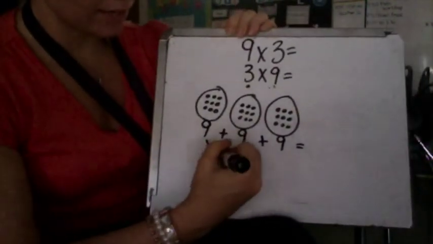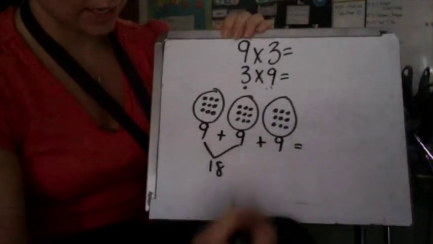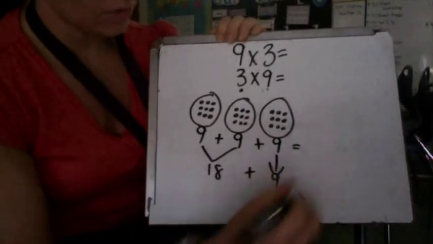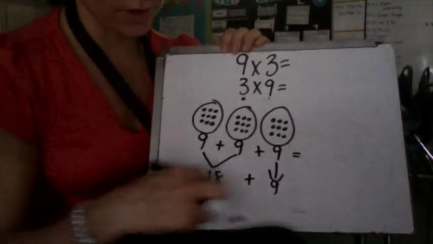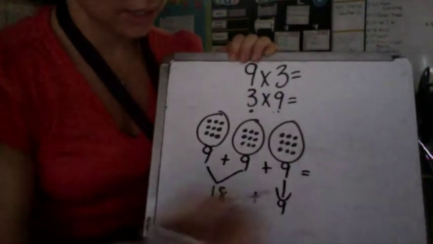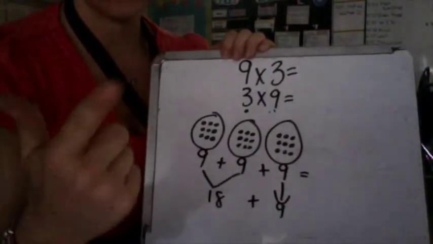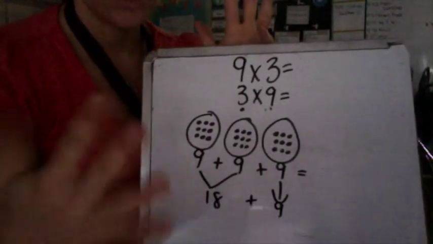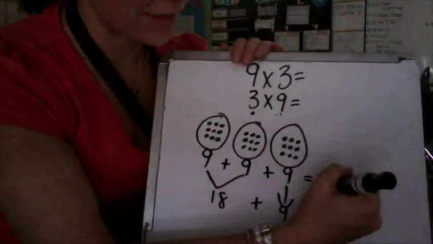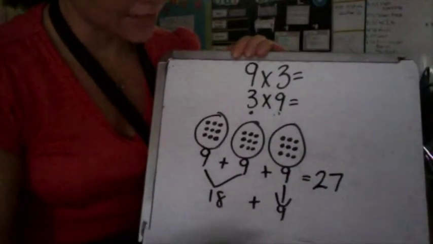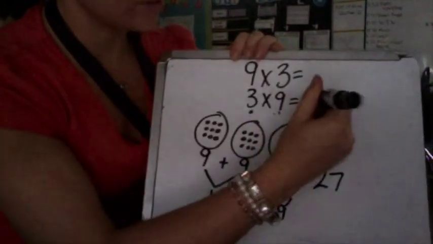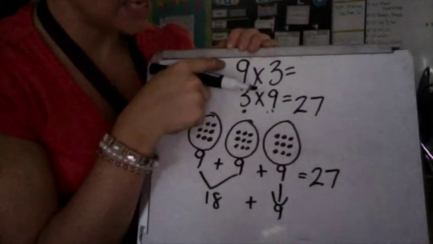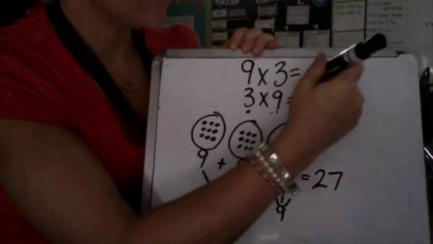Well, I know that 9 plus 9 equals 18. And 18 plus 9 more. So we'll start at our bigger number and then go up 9. 18, 19, 20, 21, 22, 23, 24, 25, 26, 27. So my answer there would be 27. So I've got 27 dots, which means 3 times 9 equals 27. And if 3 times 9 equals 27, then 9 times 3 also equals 27.